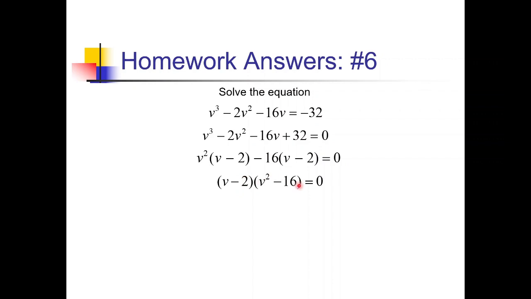Setting each of these equal to 0 and solving, we have v equals 2 for that first one. And for this next one, I can add 16 to the other side and then square root both sides. So we end up with v equals plus or minus 4.